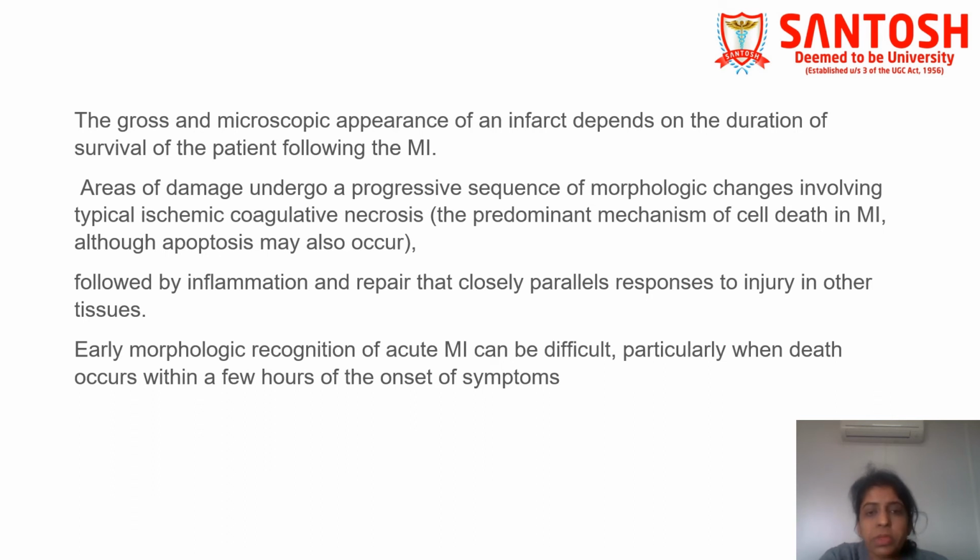The gross and microscopic appearance of an infarct depends upon the duration of survival of the patient following the MI. The area of damage undergoes a progressive sequence of morphological changes involving typical ischemic coagulative necrosis, followed by inflammation and repair that closely parallels the response to injury in other tissues. Early morphological recognition of acute MI can be difficult, particularly when death occurs within a few hours of the onset of symptoms.